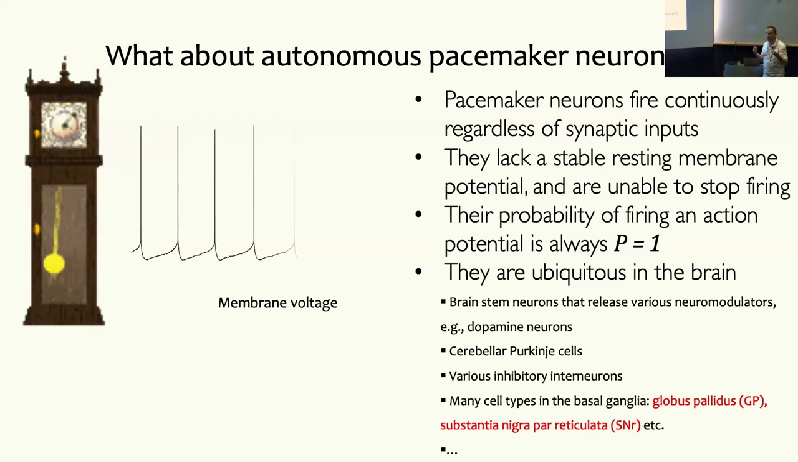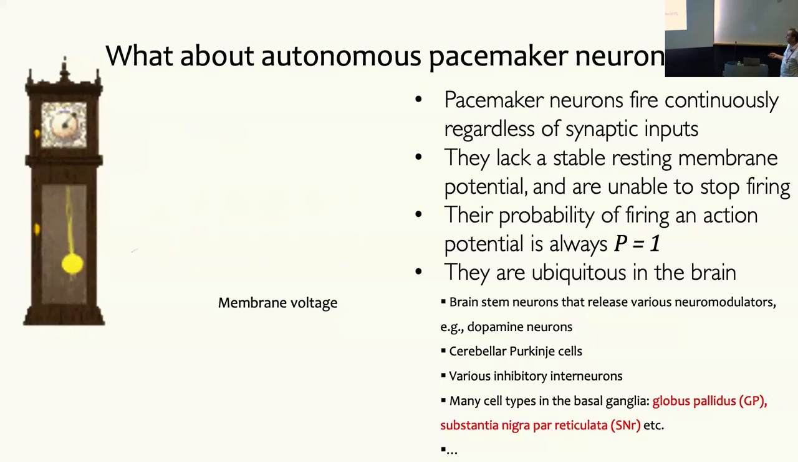Various neurons that release neuromodulators in the brainstem, and we're studying that in a great thematic program I just happened to be here for, which has been really educational and interesting. Prominently dopamine neurons, they fire on their own. Cerebellar Purkinje cells are autonomous pacemakers, various inhibitory interneurons, and many of the cells in the basal ganglia.